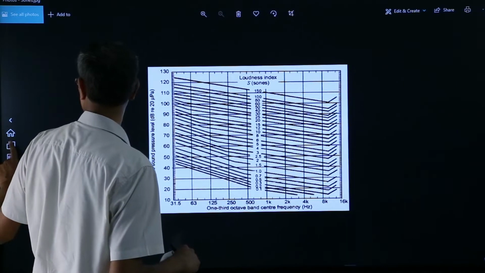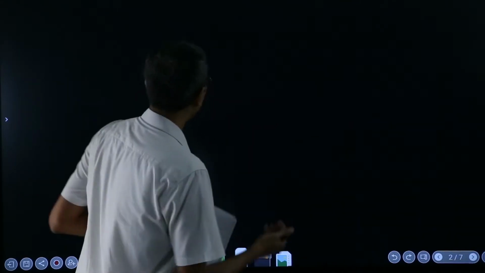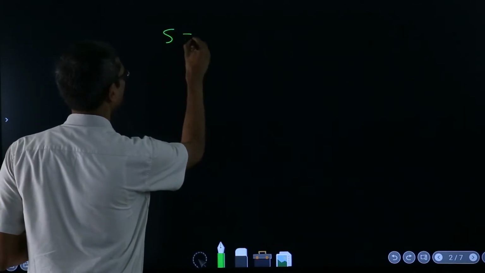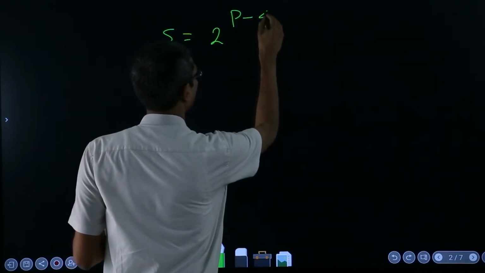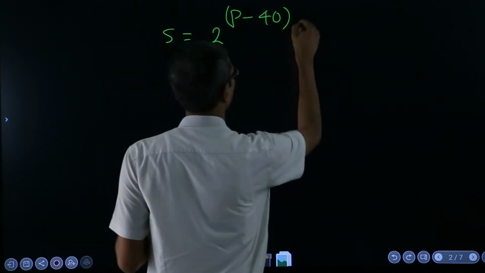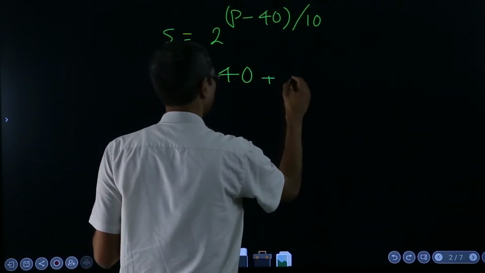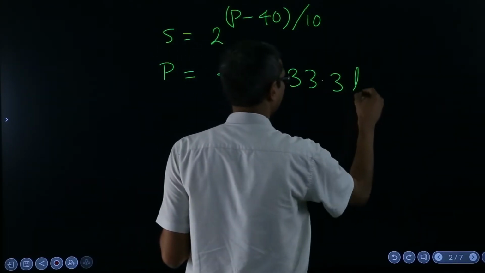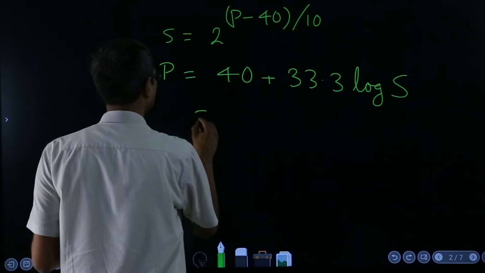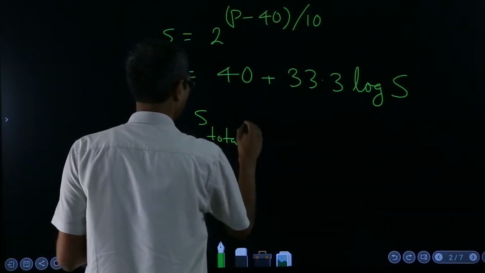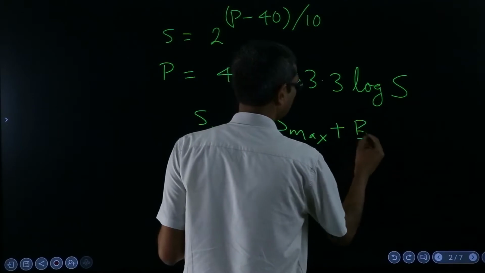Now the relationship between the sone and phones is like this. S is equal to 2 raised to (phone level minus 40) divided by 10, or you can write phone as 40 plus 33.3 log of S. And S total you can calculate like this: S max plus B times the summation of all S_i over all i. So these are all empirical, okay.